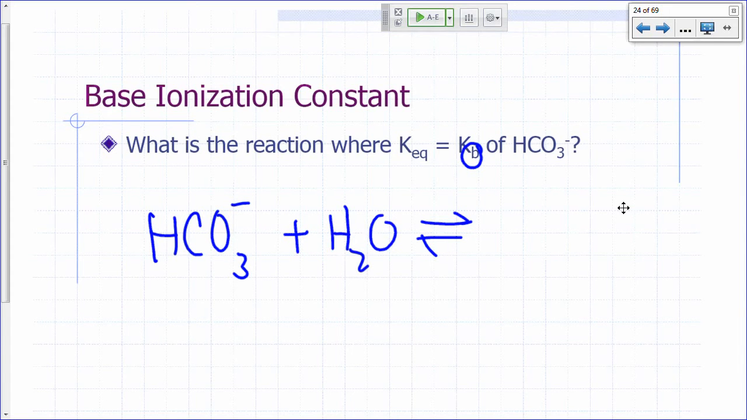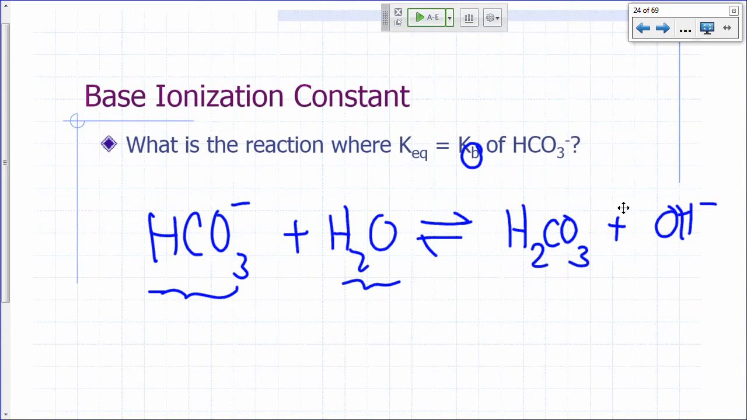Since it's behaving like a base, it must be accepting a proton from water. So what happens when HCO3 minus accepts a proton? It becomes H2CO3, right? And what's left behind from the water? Hydroxide. So this is the reaction we are referring to if we're talking about an equilibrium constant known as the K sub B, or Kb, of HCO3 minus. That's the reaction of HCO3 minus with water where it pulls a proton away from a water molecule.